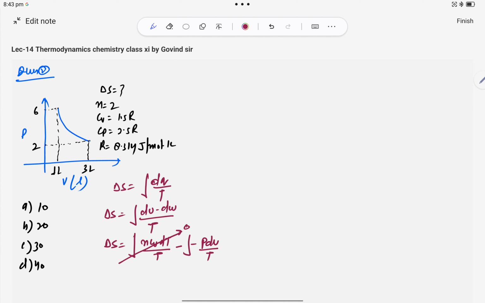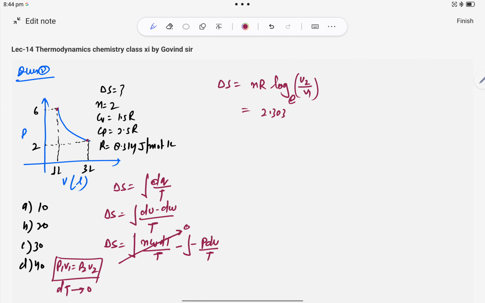Which process is it? How do I know? From the graph, it is an isothermal graph. So isothermal means what? P1V1 is equal to P2V2, temperature constant. So dT is equal to 0. Then PV is equal to nRT, the same thing applies. So delta S is equal to, now finally I am writing, nR ln V2 upon V1, which is 2.303 nR log V2 upon V1.